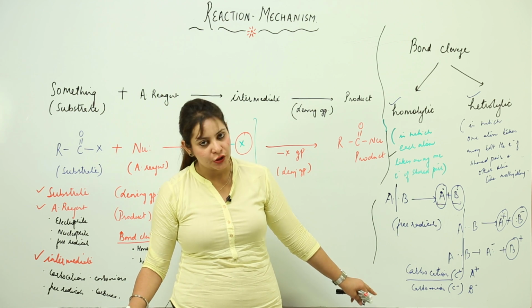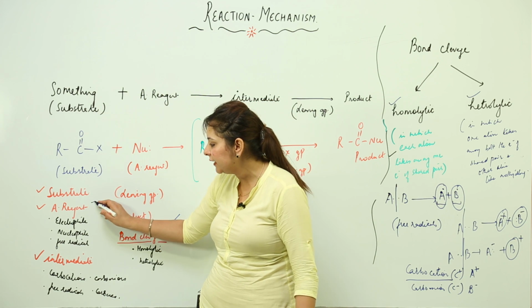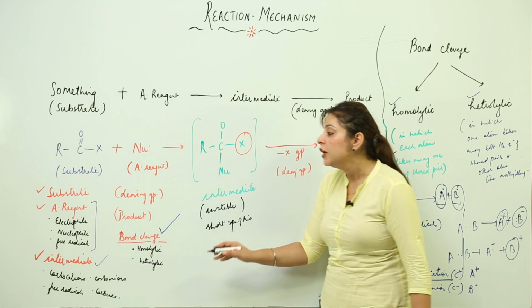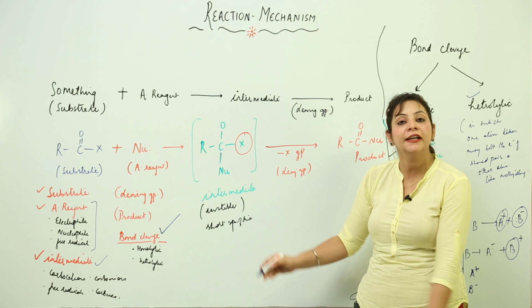Now we will be discussing the attacking reagent first, then we will discuss the intermediate. So just look at the board, at what types of attacking reagent a substrate encounters actually.